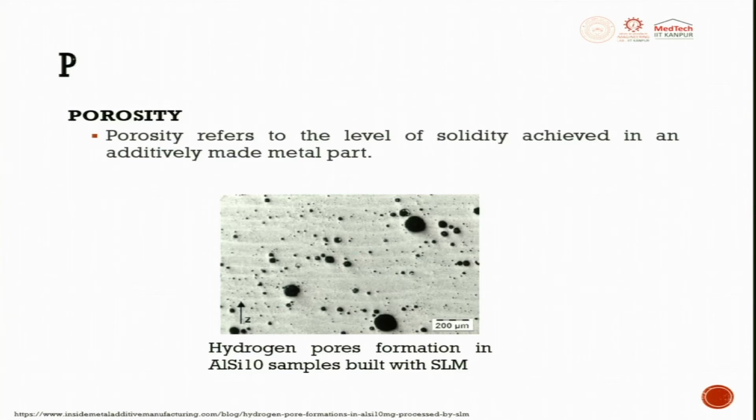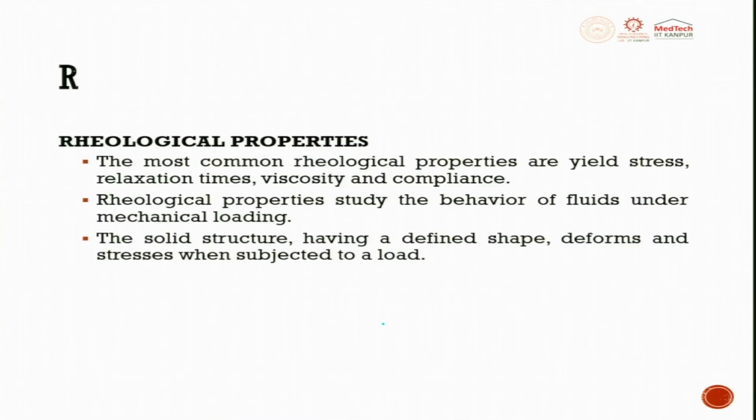Porosity refers to the holes which are getting formed, relating to the level of solidity achieved in the additively made metal parts. So, you can have porosity because of hydrogen present or any other foreign material which is present.